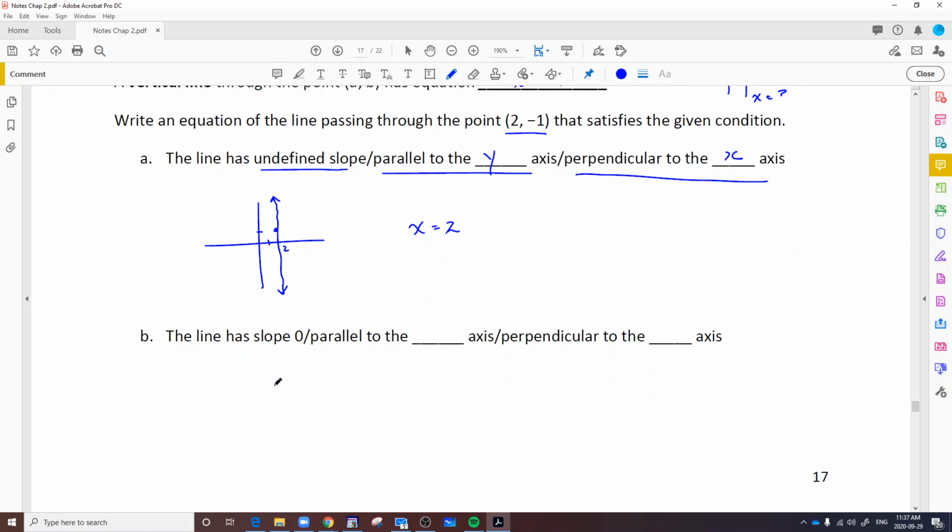So then the second one, okay, same thing. It's going to pass through that point (2, -1). But this time the line has a slope of 0. Horizontal. This could also be framed as parallel to the x-axis or perpendicular to the y-axis. These would all be the same type of question. But again, we're passing through the y-axis this time instead of the x-axis. And it's passing through at this point -1. So the equation of this line would be y equals -1.